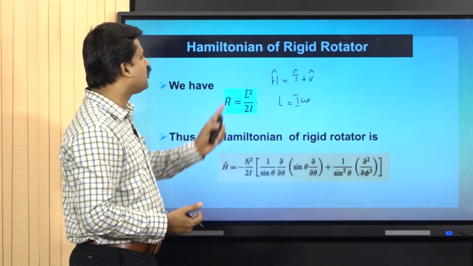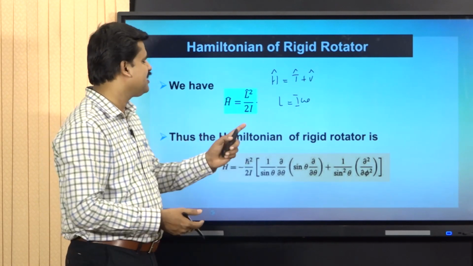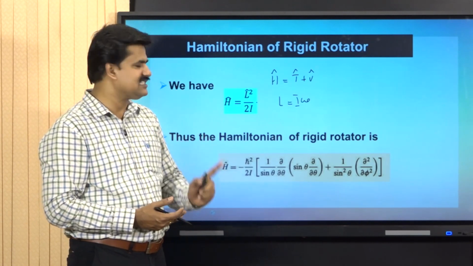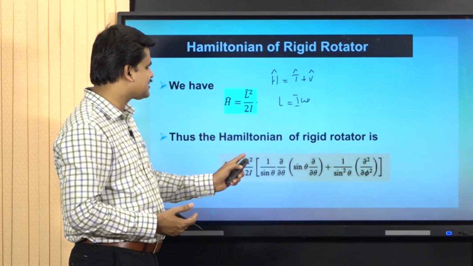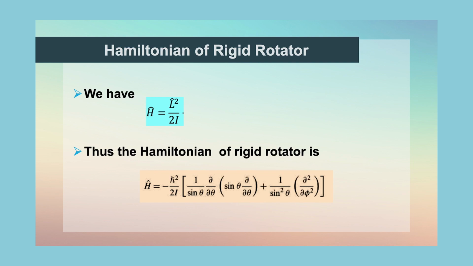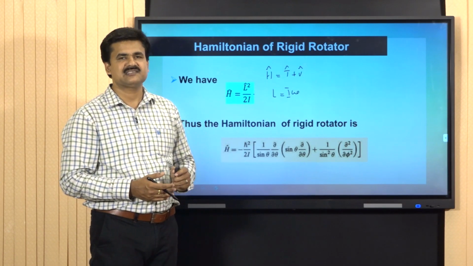Thus, on putting the value of L square hat in spherical polar coordinates, we get the H hat of the Schrodinger wave equation of the rigid rotator as minus h cross square by 2I times 1 by sin theta dou by dou theta of sin theta into dou psi by dou theta plus 1 by sin square theta into dou square by dou phi square. This is the Hamiltonian operator of the rigid rotator system.